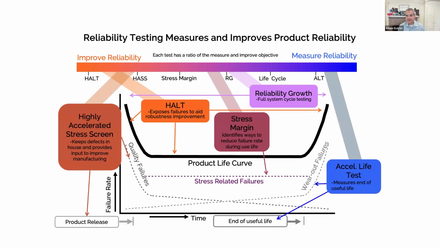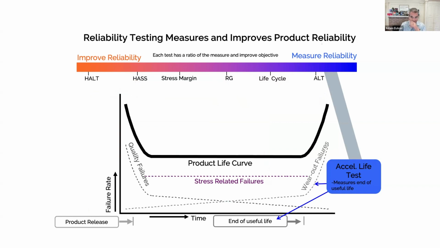So over the bathtub curve, I like to show this gradient going from improve reliability to measure reliability. And the reason why I like to do that is I think that the reliability tools tend to all have their very unique balance of these two objectives. So you might have things like HALT testing, where the objective is entirely to improve reliability. It really doesn't offer a lot in measure. It gives up the opportunity to measure behavior so that it can very quickly provide input to help engineers improve the design. And at the other end, you have accelerated life testing.